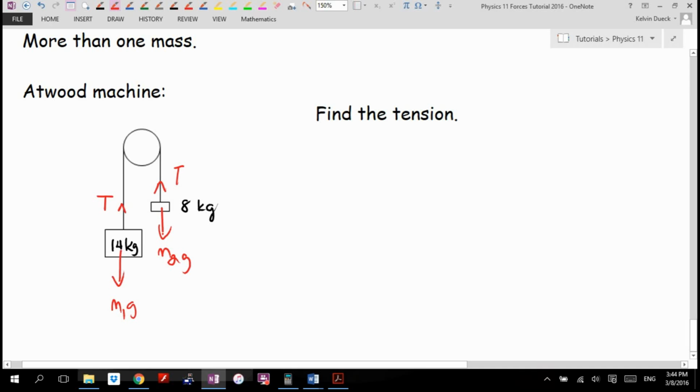Who's winning? Which way is the 8 kilogram mass going to accelerate? Up or down or not at all? Why? Because the 14 is bigger, heavier, winner. So my equation is going to look like this. Winner minus tension, okay? And Courtney, the reason this is a loser is because I've decided that anything that ends up pointing down on this side is going to be a winner plus. So that's why tension ends up being a loser.